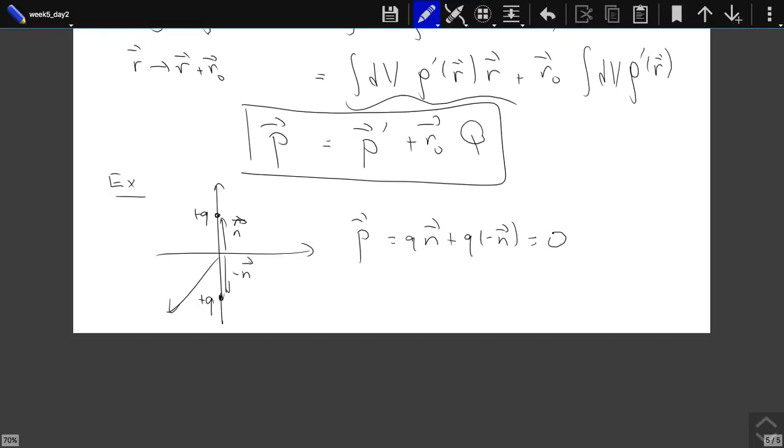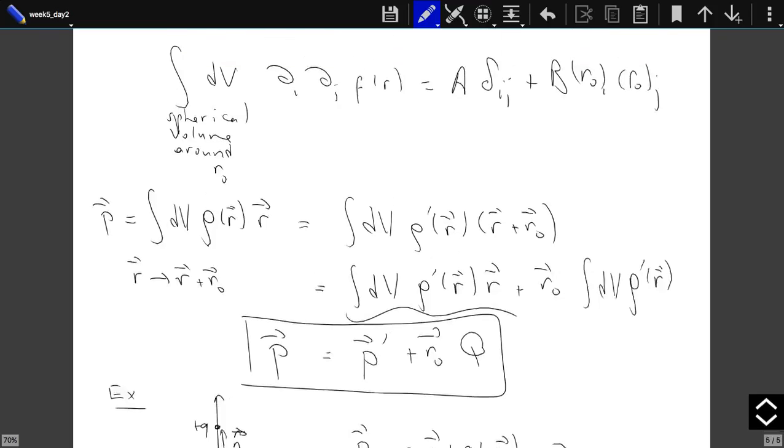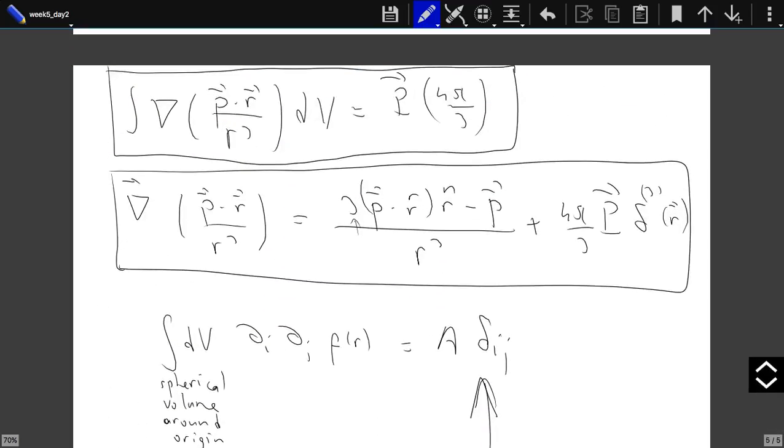A pure dipole, or an ideal dipole, is the limit where you take the separation to zero. So for that dipole, you have this Dirac delta.